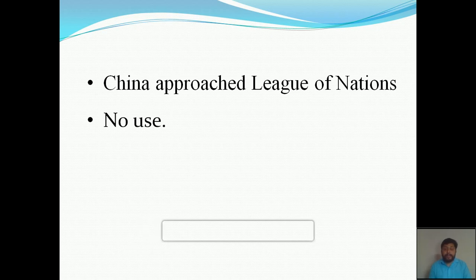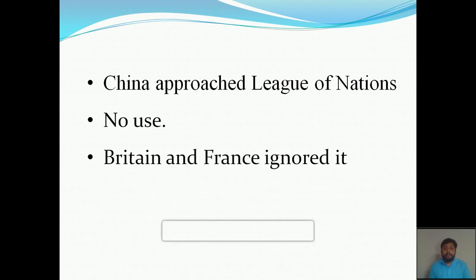There were some reasons behind it. Britain and France were the dominating countries of the League of Nations, and they ignored what was happening with China, or in other words, indirectly they were supporting the activities of Japan. So when China approached the League of Nations, Britain and France, the powerful members of the League, just ignored it, or in other words, they took a neutral stand in the case of China.